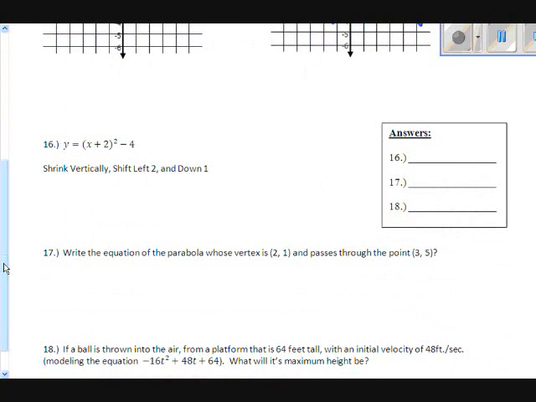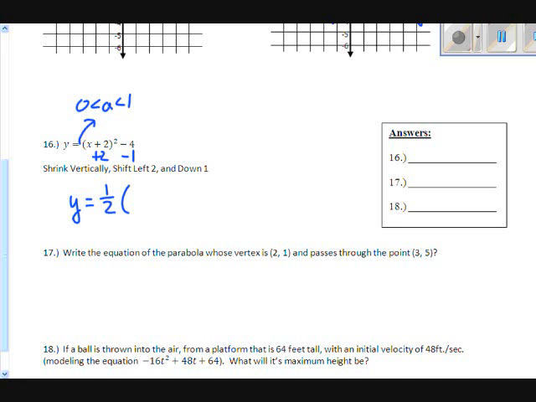If I take a look at the next guy, I want to shrink this vertically, shift it to the left 2, and down 1. To shift it to the left, I add 2 to the x value. To shift it down 1, I subtract 1 on the outside. And to shrink it vertically, I change the a value by a factor of a fraction. I want an a value that's between 0 and 1. Okay? So in other words, I'm just going to tweak it. I'm going to put a 1/2 in here, and you could use something else like a 1/3 or 1/4.